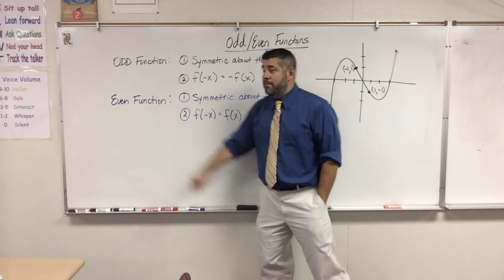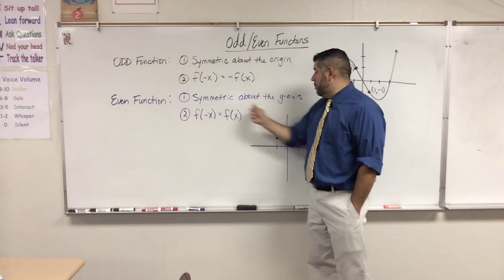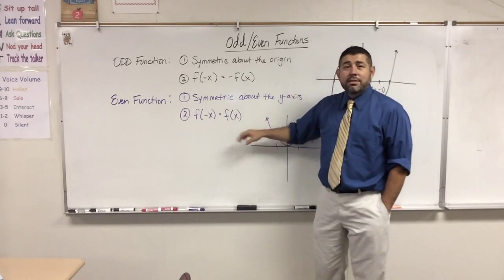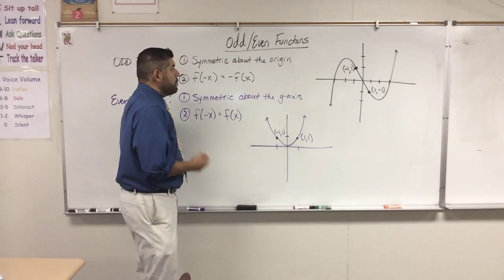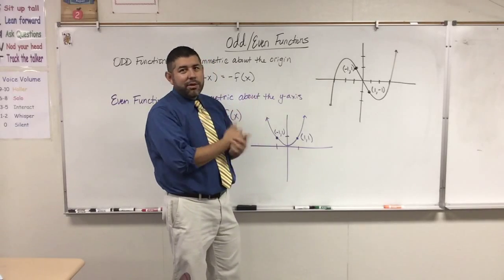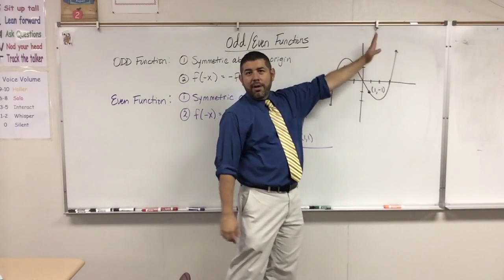An even function is symmetric about the y-axis. And symmetric about the y-axis algebraically looks like f of negative x is equal to f of x. So let's take a look at some graphs, all right? So here we can see a graph. This is just some function. I just kind of drew it up here. It goes up and then down and then back up again.